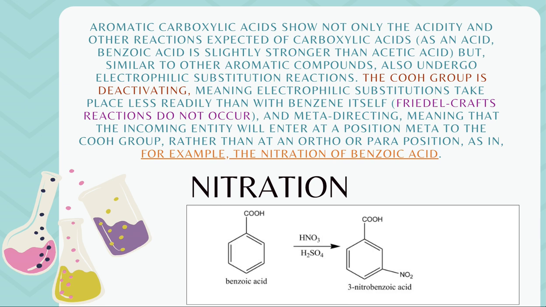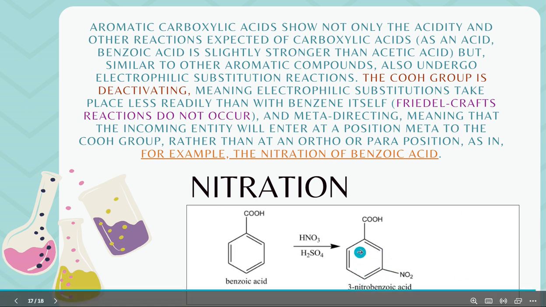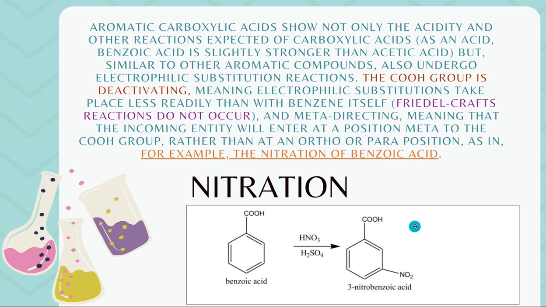As you can see here, in nitration, benzoic acid in the presence of nitric acid and sulfuric acid is giving you 3-nitrobenzoic acid. Similarly, you have for halogenation, benzoic acid will react with halogen and will give you the halogen group, that can be chlorobenzoic acid, fluorobenzoic acid, bromobenzoic acid. Similarly, for sulfonation, it will give you sulfonyl benzoic acid, etc.